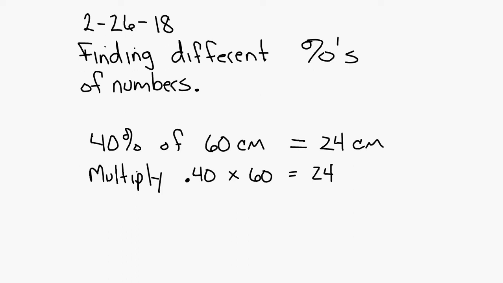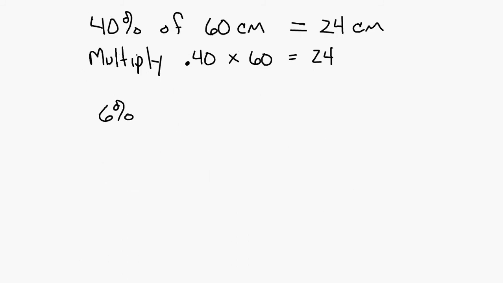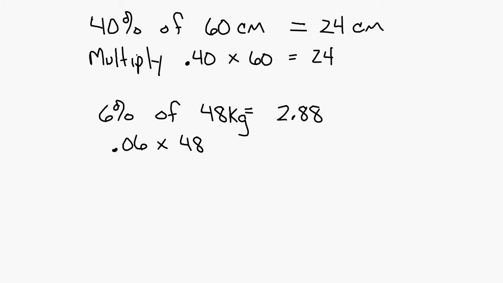Where you have to be careful is when you're asked to find 6% of 48. Now that would be 0.06 times 48 in the calculator, okay? And let's say it's 48 kilograms. So make sure that you turn the 6% into 0.06. So that's 0.06 times 48 equals, and that's 2.88, and that's going to be kilograms.